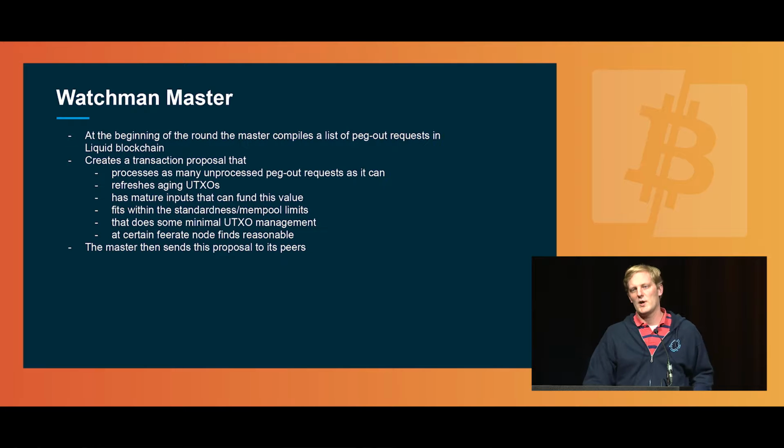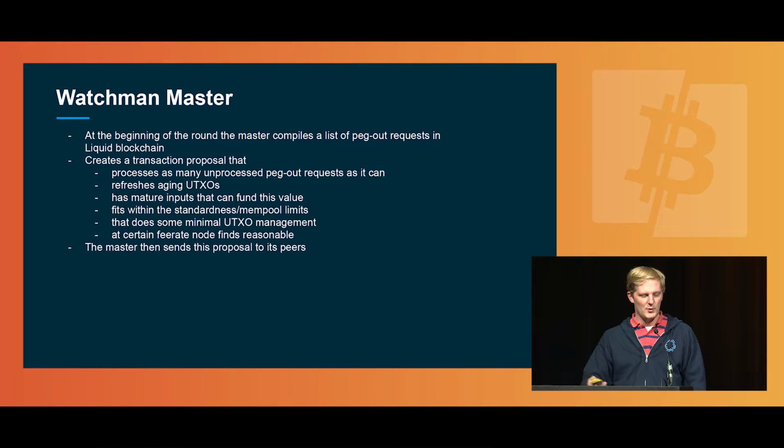So you participate in rounds every 15 minutes, round robin. So a Watchman master is selected, and it compiles a transaction proposal. So it has to, or attempts to add as many unprocessed pegouts as it can. I'll define what unprocessed means later. It may need to refresh some of the UTXOs that are getting old, if there was a UTXO that wasn't very useful for some reason, but a month has passed, you might want to refresh it so that the emergency key does not kick in. All the inputs must be mature, meaning 100 confirmations or more.